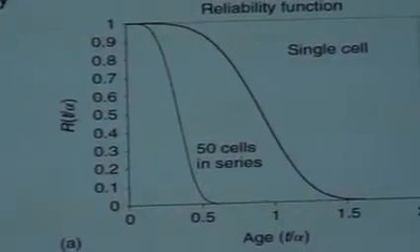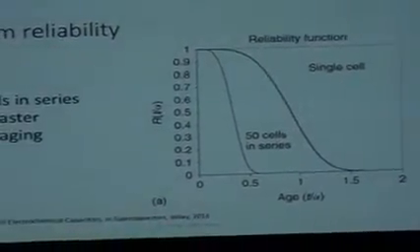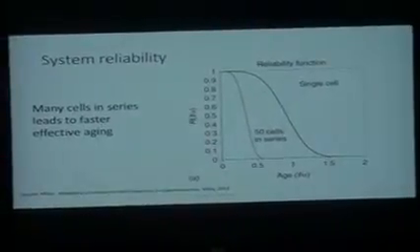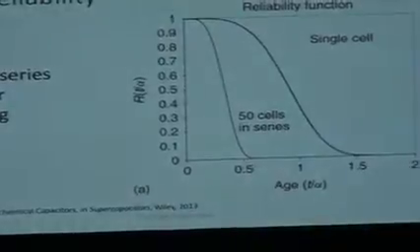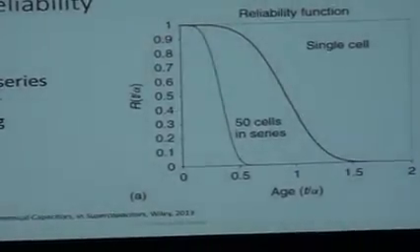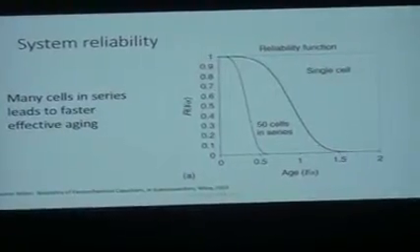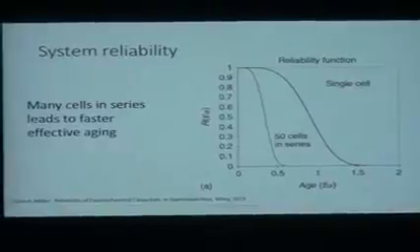So R is the reliability function. It's the inverse of the F function. And again, you'd see that your lifetime would decrease by about a factor of 2 with 50 of these cells. Okay, you could do the statistics on that. You are essentially combining Weibull functions statistically.